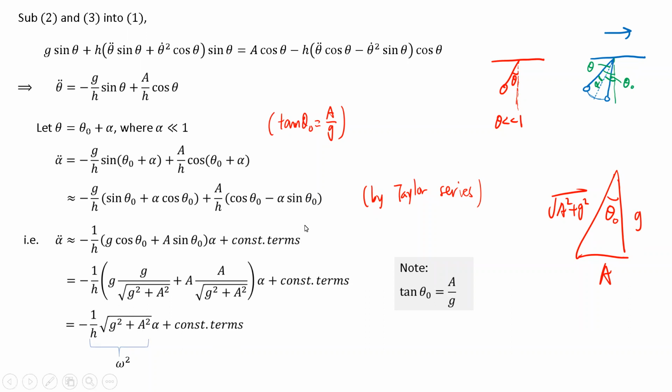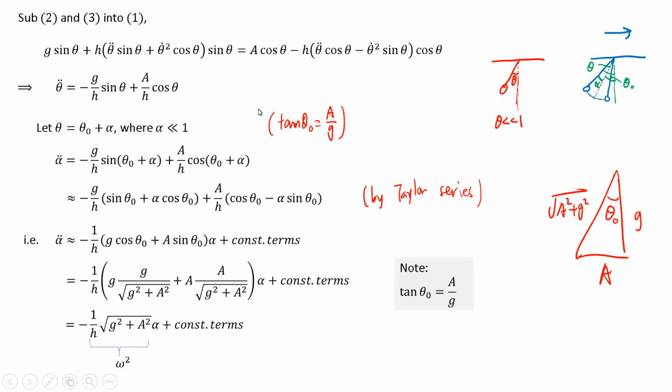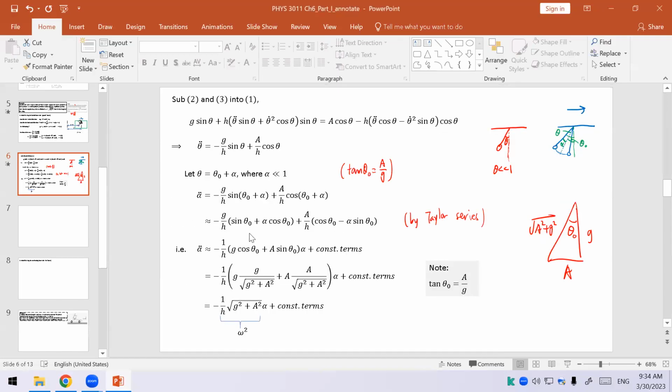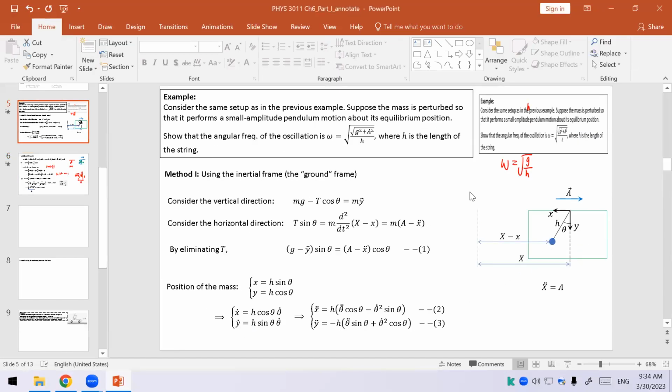Now, last time I didn't have enough time, but I said that I would like to solve the same problem using the accelerating frame. So this time we are in a frame that is actually accelerating with the car.